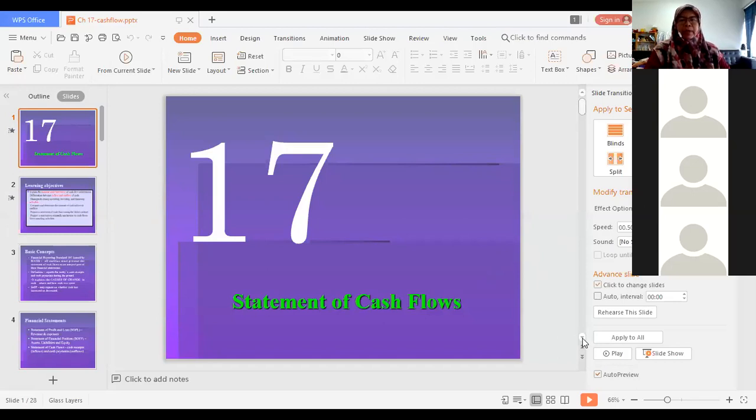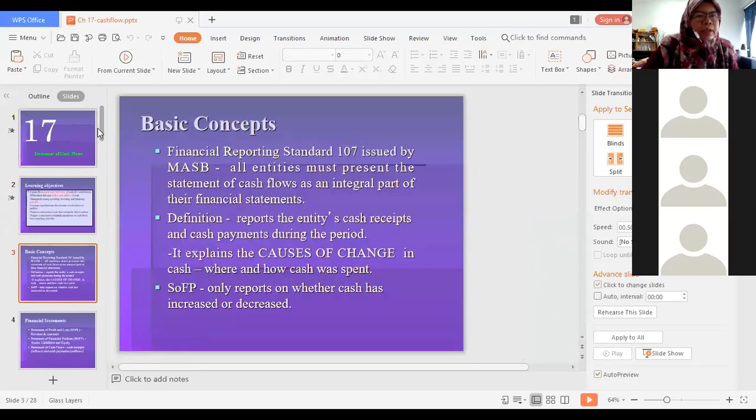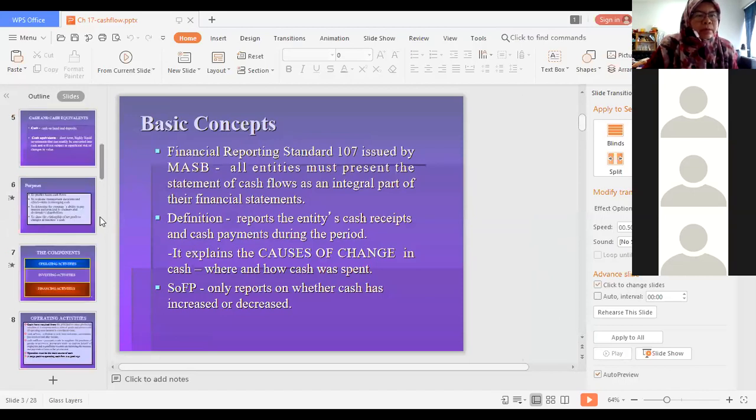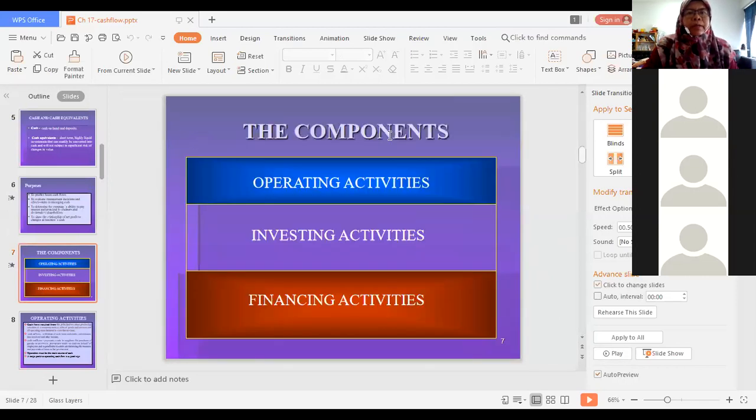Now for today we're going to look at the format of cash flow statement. In the cash flow statement, there will be 3 sections. One is operating, one is investing, and then the last one will be financing. Among these 3, it is in order, operating first, then investing, then financing. Among these 3, operating is the most important one.